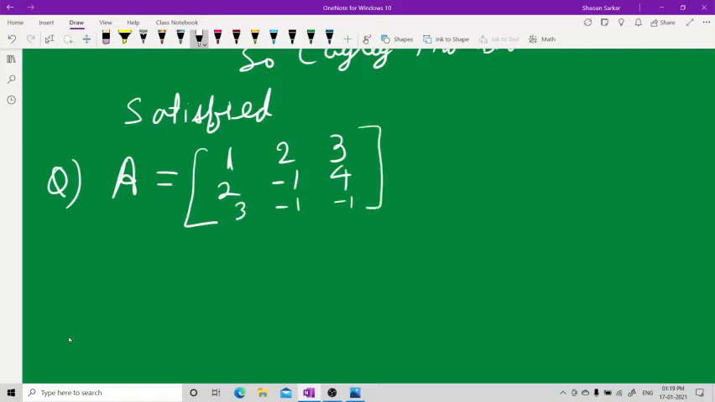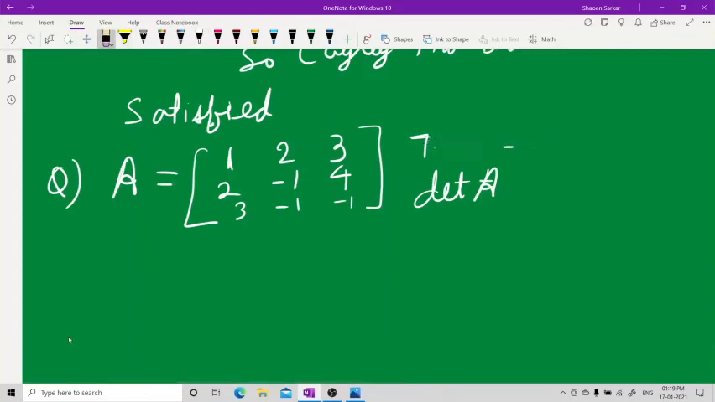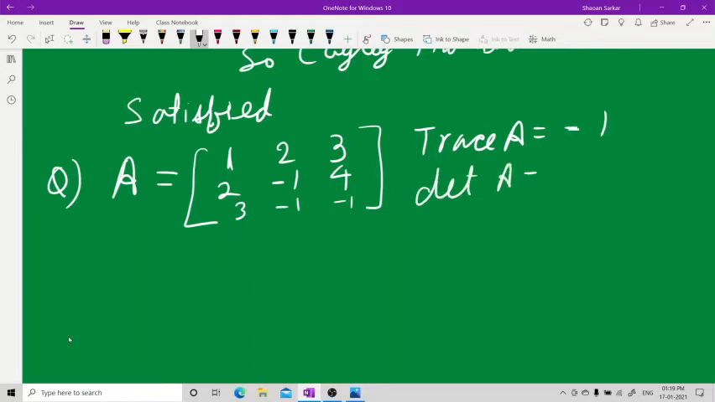I'm giving you the characteristic equation directly, though you need to find the trace. I found it in the earlier example. Yes, I remember. I found the trace as minus 1. Then I found the determinant as 40. This is the trace of A. I found it in the earlier example, so I'm not doing it again here. Trace A I found out to be minus 1. And determinant A I found out to be 40.